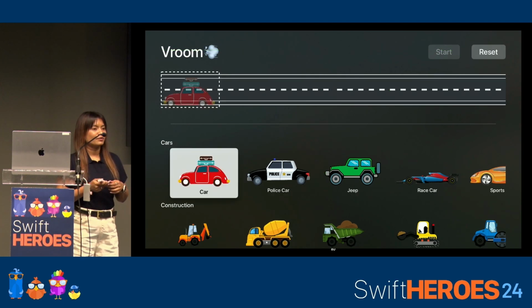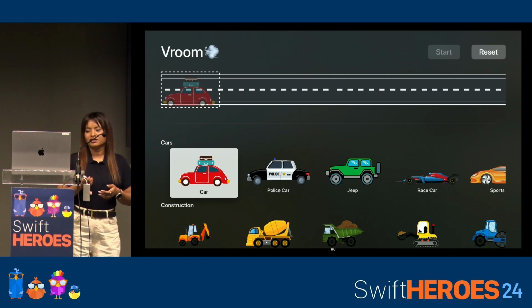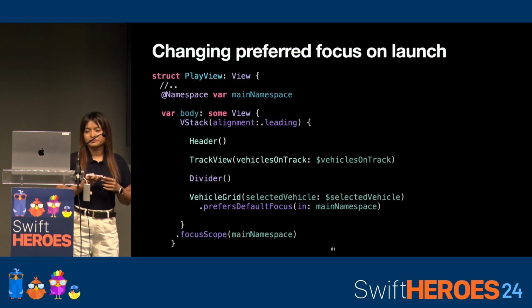But I don't want this. I want it to go to the first car, the first element, because let's face it, who's going to use the button if there's nothing on the track, and I'm not even sure our users are going to get to the reset button. They will just scroll around the app with the cars. So yeah, how do we change the preferred focus on launch?